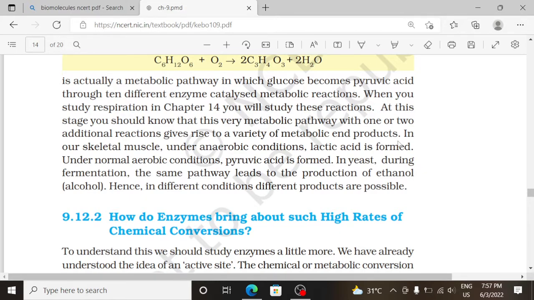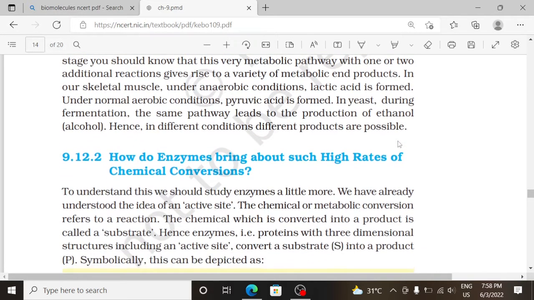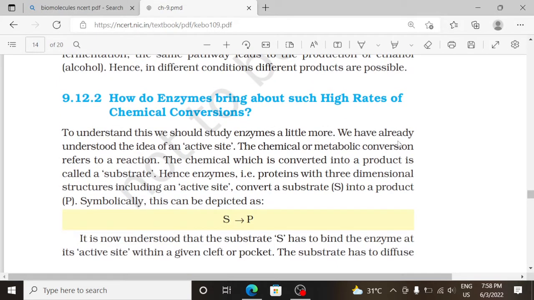At this stage, you should know that this very metabolic pathway with one or two additional reactions gives rise to a variety of metabolic end products. In our skeletal muscle, under anaerobic conditions, lactic acid is formed. Under normal aerobic conditions, pyruvic acid is formed. In yeast, during fermentation, the same pathway leads to the production of ethanol, that is alcohol. Hence, in different conditions, different products are possible.